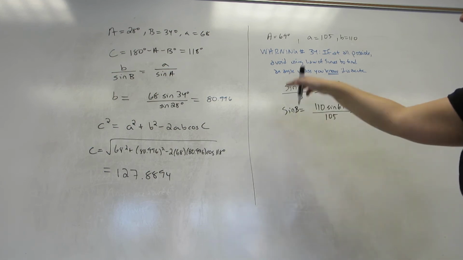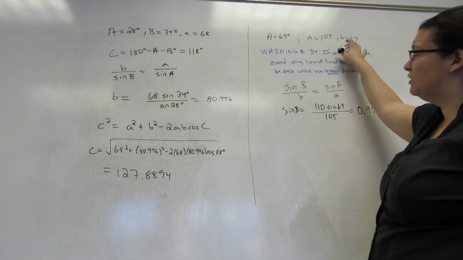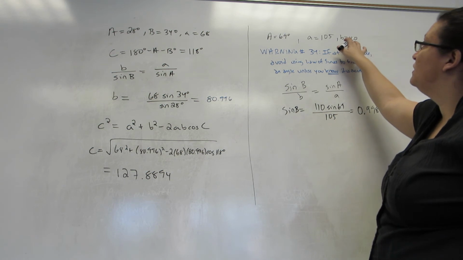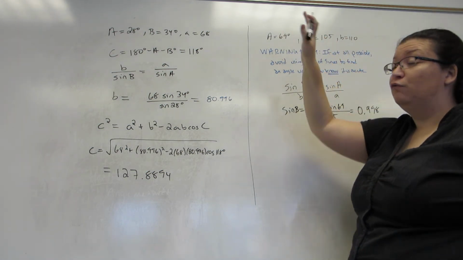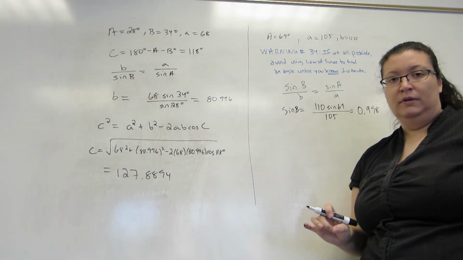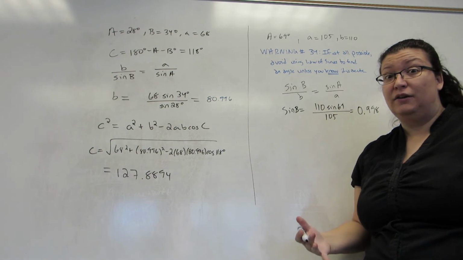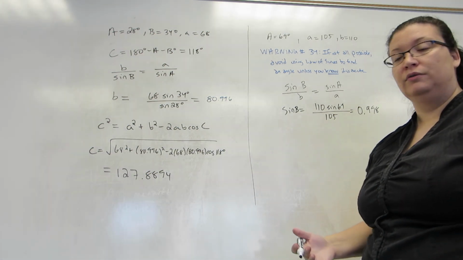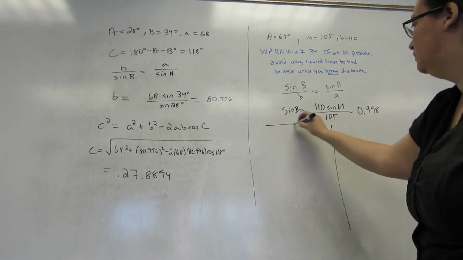In order to get the angle B, I need to take a sine inverse. Now, looking at these 2 sides, okay, side B is slightly bigger than side A, which means angle B will be bigger than angle A. I don't know how much bigger, I just know it'll be bigger, which means I can't tell you that it will definitely be acute. Okay, so I'm going to end up with 2 possibilities.